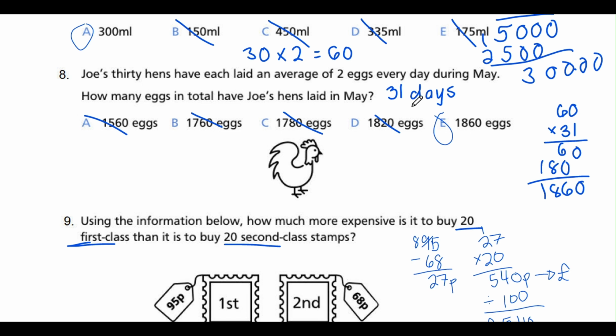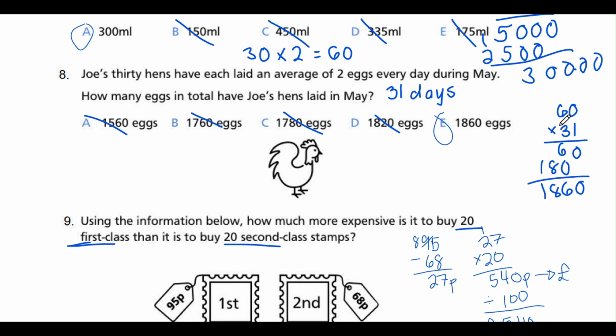Here's the detailed explanation. This is a multi-step calculation. The key piece of information you need to know is the number of days in May, which is 31. First, calculate the total number of eggs laid per day. 30 hens times 2 eggs per hen equals 60 eggs per day. Next, calculate the total eggs laid in all of May, 31 days. 60 eggs per day times 31 days.